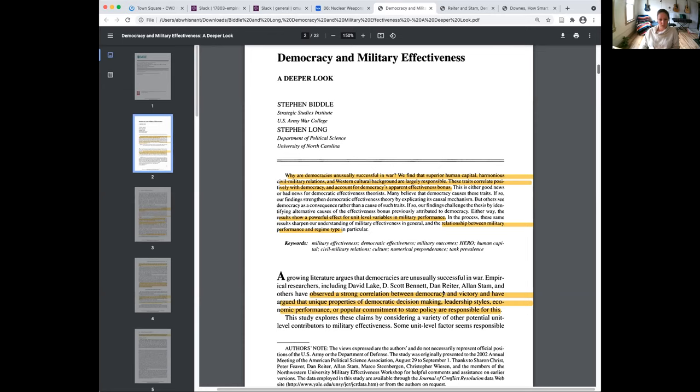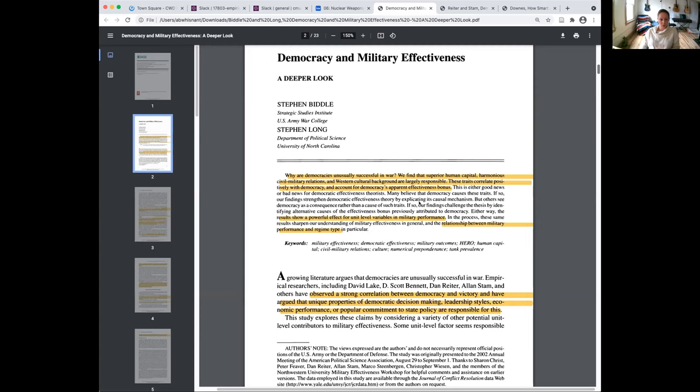Initially, a lot of people were looking at force multiplier types of things, like how many tanks and guns you have and the quality of tanks and guns and those sorts of things. And then in looking at the democratic regimes, some of the arguments were, maybe it's because democratic decision-making results in better decisions, or maybe it's because leadership styles tend to support lower level leadership and better tactical decision-making during battle, or maybe it has to do with economic performance, et cetera.